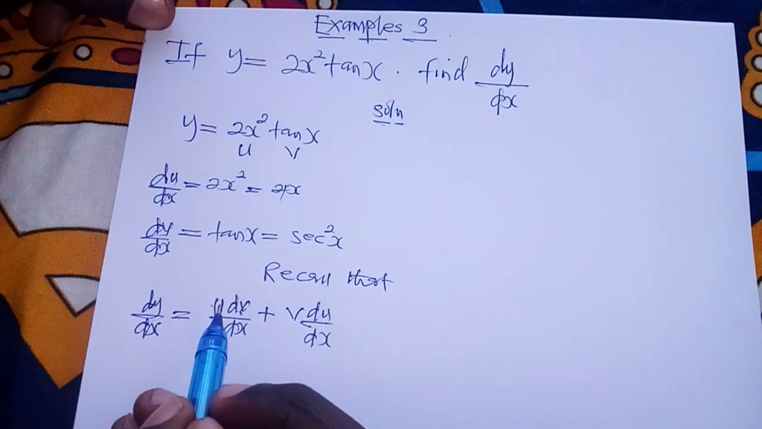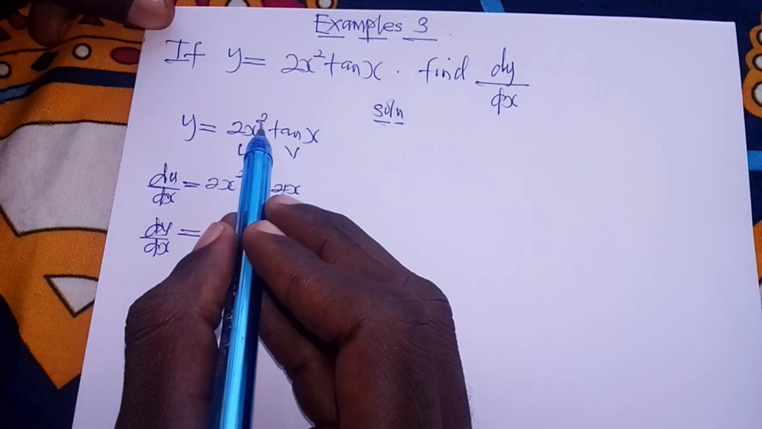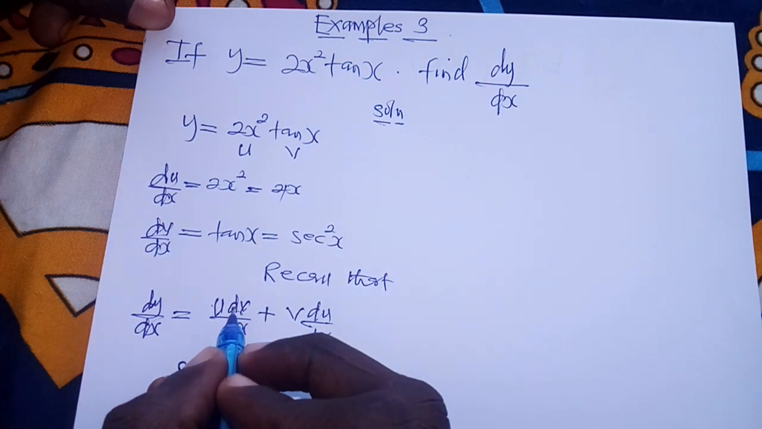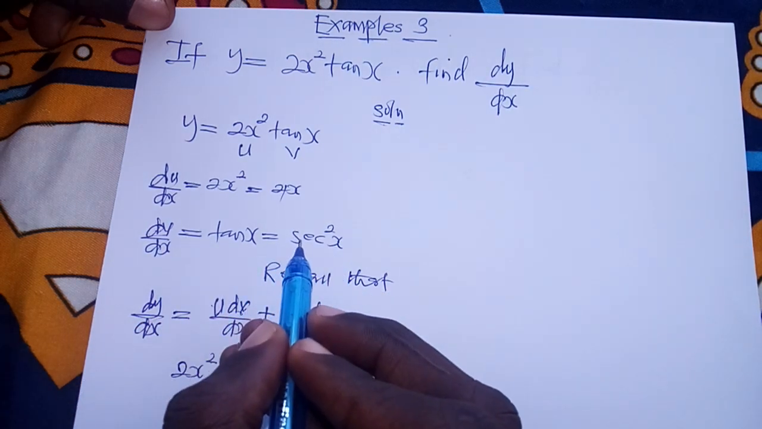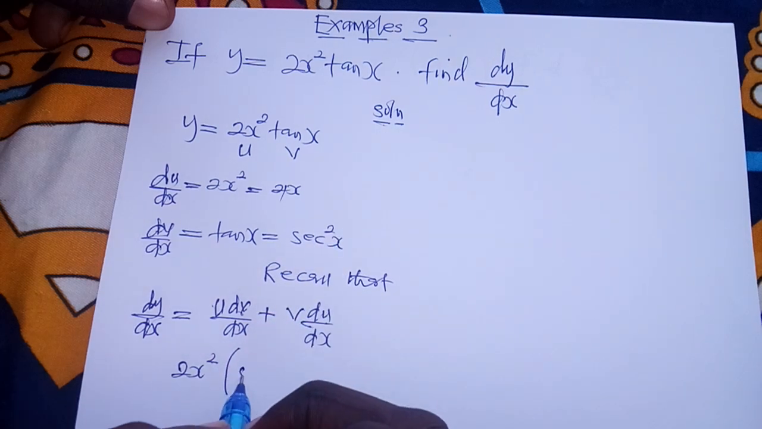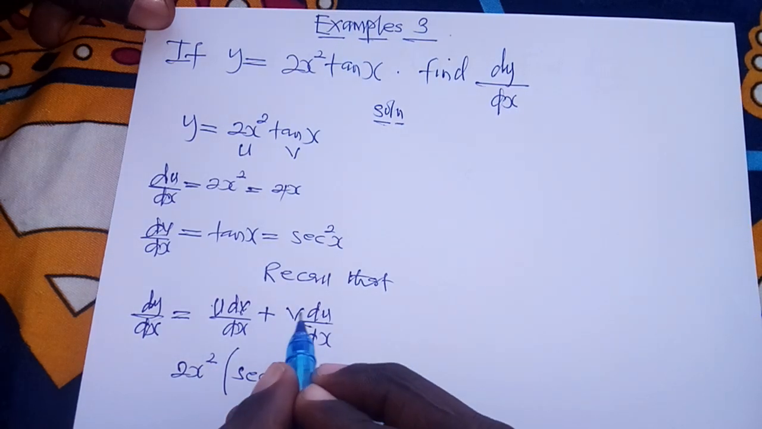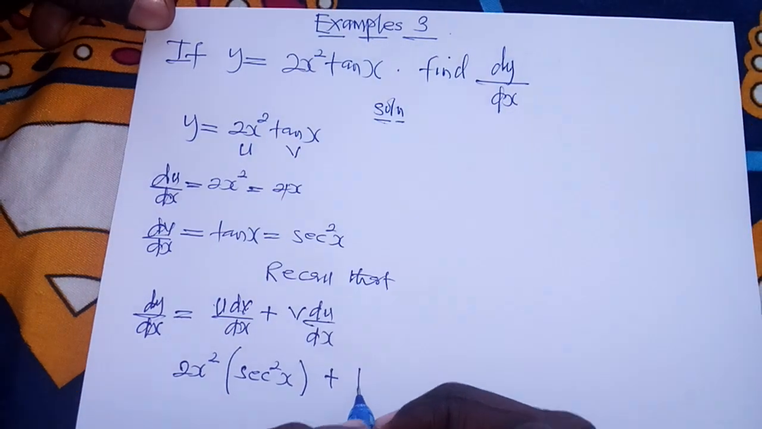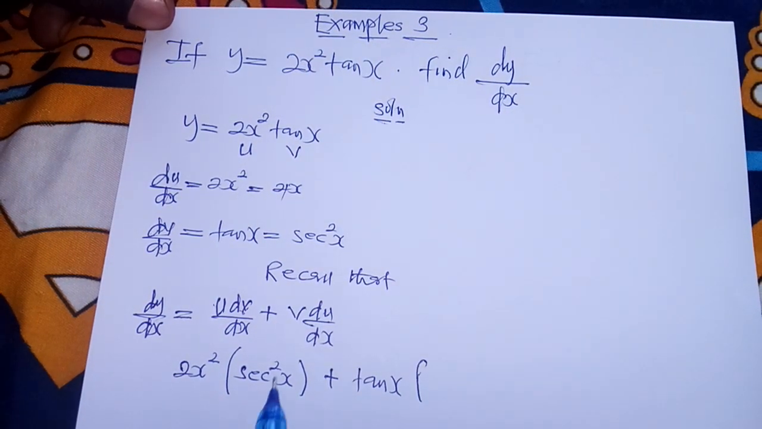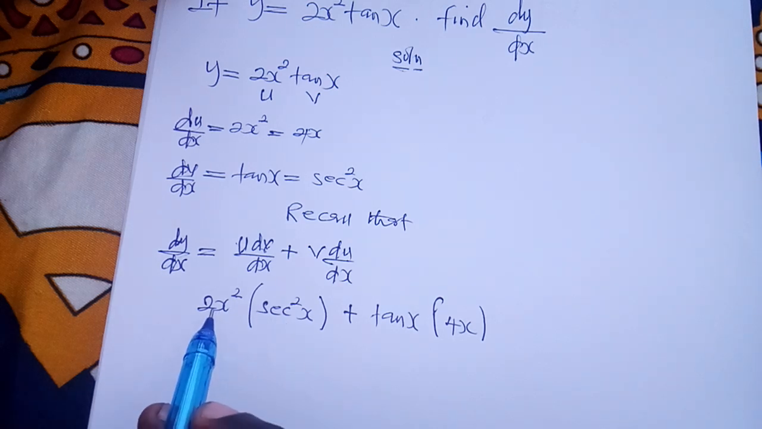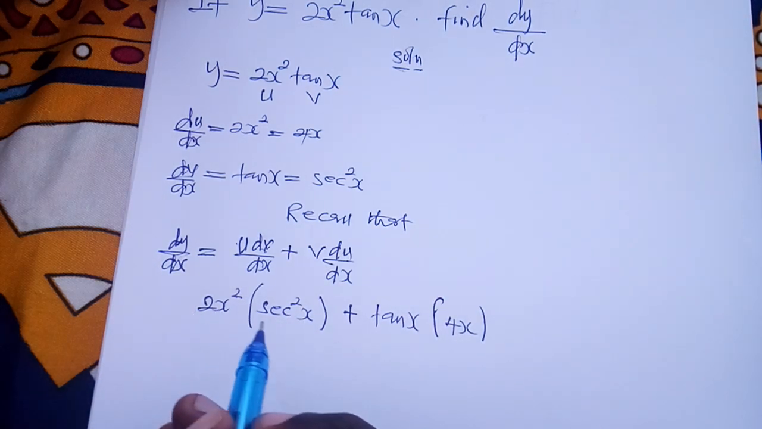Now let's substitute. What is u? We know u is given as 2x square. We say this is 2x square into what is dv upon dx. We already differentiated it as sec square x. Plus what is v? V is tan x into what is du upon dx? du upon dx is 4x. It continues. Now if you multiply 2x square into sec square x, you're going to have 2x square sec square x.